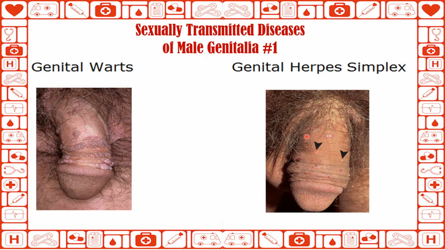Another here is the genital herpes simplex. The appearance is small, scattered or grouped vesicles, 1 to 3 millimeters in size, on the glans or shaft of the penis. They appear as erosions if the vesicular membranes break. The causative organism is usually the Herpes simplex virus 2.